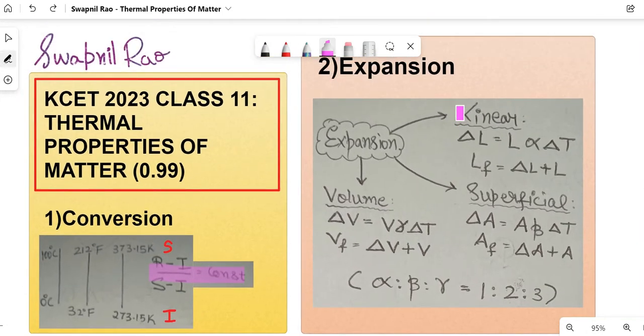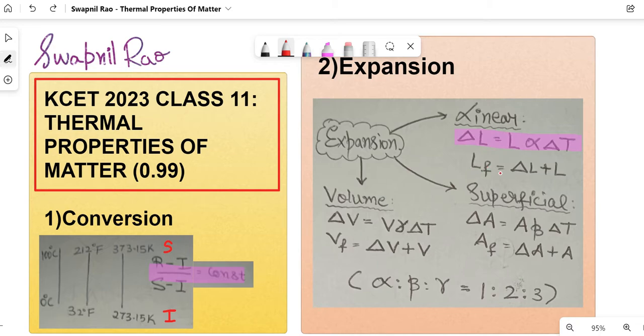As you know, there will be three types of expansions: linear, superficial or areal, and volumetric or volume expansion. So for linear expansion, the formula is delta L is equal to L alpha delta t. Over here, delta L would be the change in length, L would be the original length, alpha would be coefficient of linear expansion. Please listen to me carefully. Alpha is coefficient of linear expansion, and delta t would be the change in temperature.